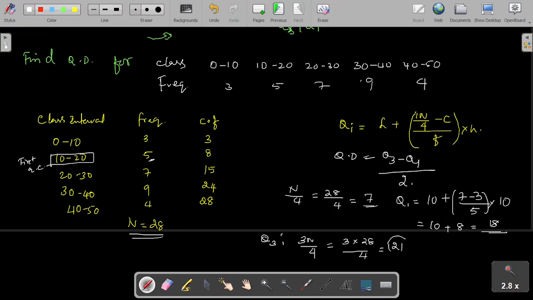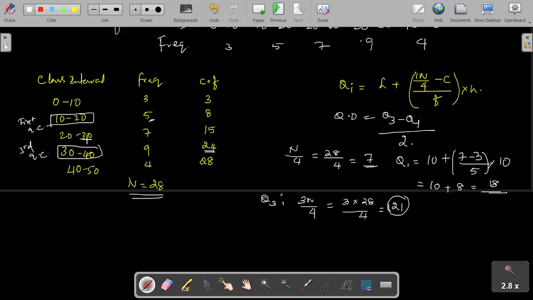So 21, you have to see in the cumulative frequency column where this cumulative frequency 21 comes. Up to 15 here, up to 24 here means this is the third quartile class. To apply this formula, first you need to get the corresponding quartile class.